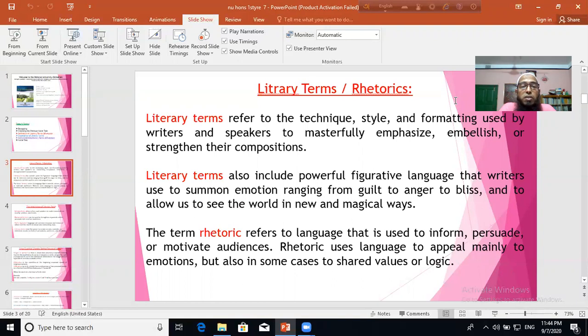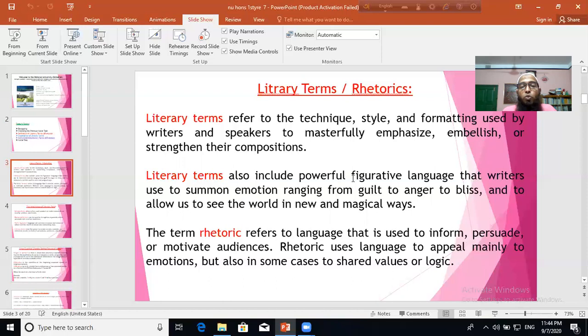Let's see, what are literary terms? Literary terms refer to the technique, style, and formatting used by writers and speakers to masterfully emphasize, embellish, or strengthen their compositions. So you see, literary terms mean technique, style, and formatting used by writers and speakers. So an orator, a speaker, also uses literary terms in his or her speech masterfully. Why do they use them? To emphasize, embellish, or strengthen their compositions.